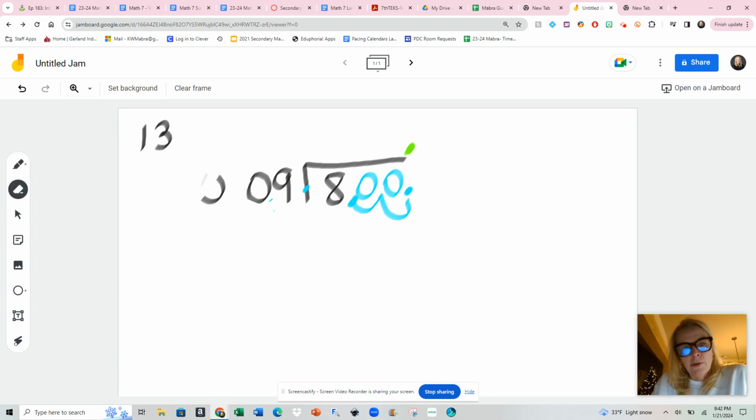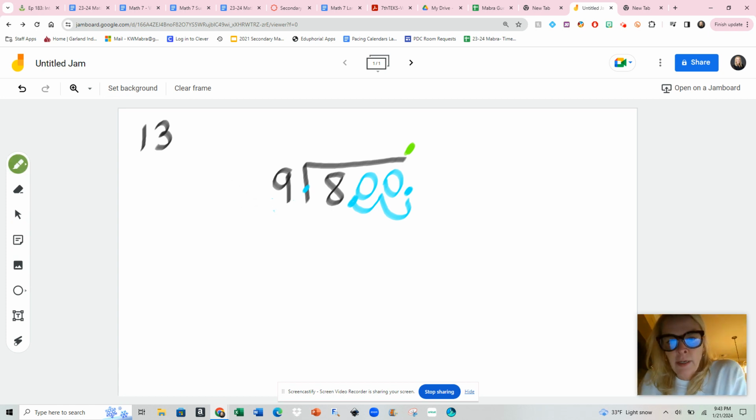All right. So then I'm going to take these zeros off because they're just placeholders. They don't really mean anything. You don't have to take them off, you can leave them there, but I like to take them off just because they confuse kids. So now we have 9. Does 9 go into 8? No. But 9 does go into 80, and it goes into 80 8 times.